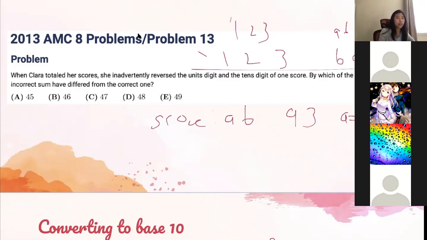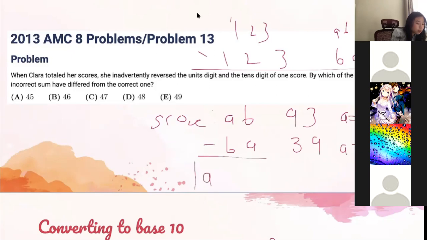Okay, and now she's saying that she reversed it. Oh no. So this would become BA. So we just swap them: 39, where A is 3 and B is 9. Then they want to know the difference. So the possible differences, you would just subtract this and take the absolute value. So AB minus BA. I know it's kind of strange because normally this means multiplication, but I'm just going to write them like that, but they're digits.